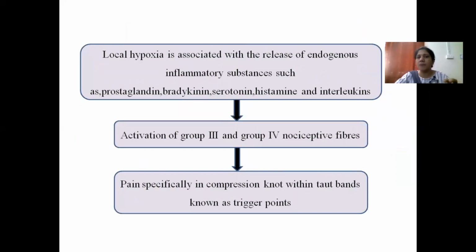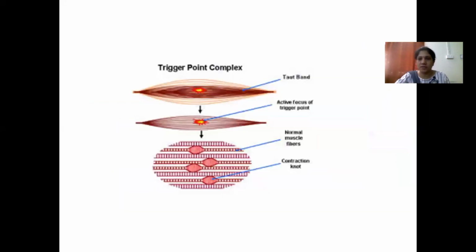Now this local hypoxia is associated with the release of endogenous inflammatory substances. Now this is where the pain and inflammation starts. These prostaglandins, bradykinin, serotonin, histamine and interleukin are responsible for pain. And the pain is specifically in those compression knots within taut bands, and they are called trigger points.